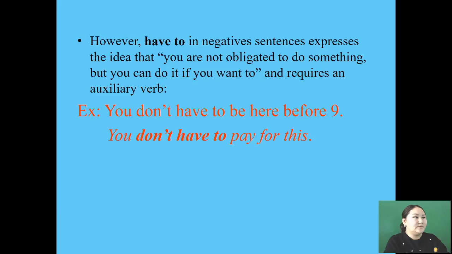Next rule we use in negative sentences. However, have to in negative sentences expresses the idea that you are not obligated to do something, but you can do it if you want, and it requires an auxiliary verb. Let's look at the examples. You don't have to be here before 9. And the next example, you don't have to pay for this. In this situation, you can choose to do something or not.